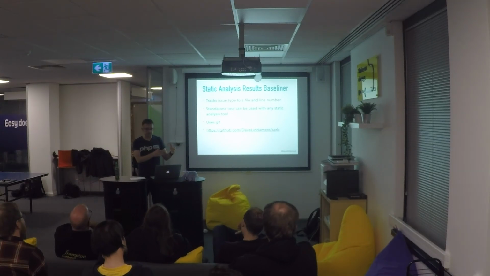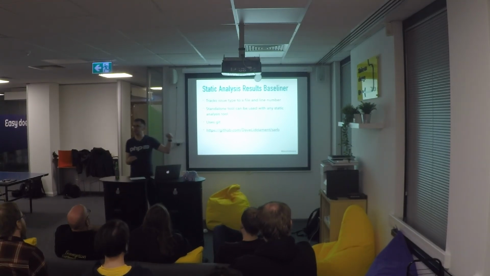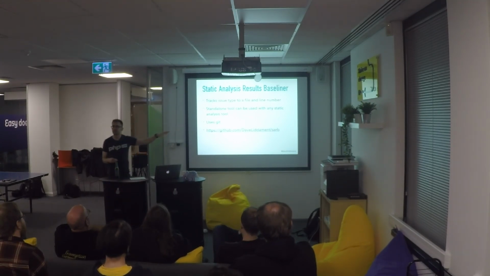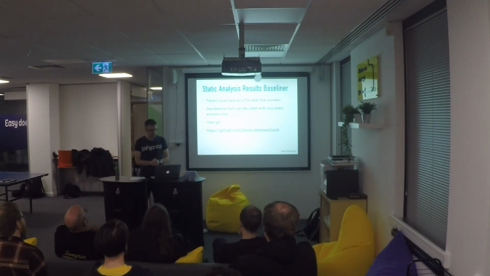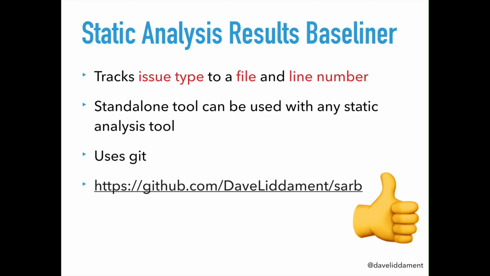SARB is also a standalone tool, so you can use it with anything. The baseliners in SARM and PHPStan are specific to those tools. It's just built into part of the tool. And it uses Git to do all the cleverness of tracking where all the files have moved. And if you're interested, that's where you can find it on GitHub. I mean, I'm slightly biased, but I think this is a reasonable way of doing baselining.